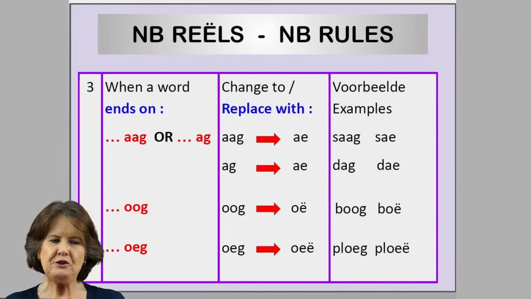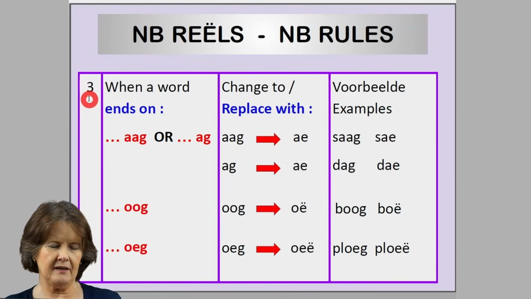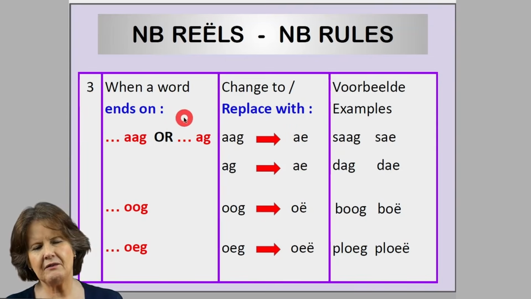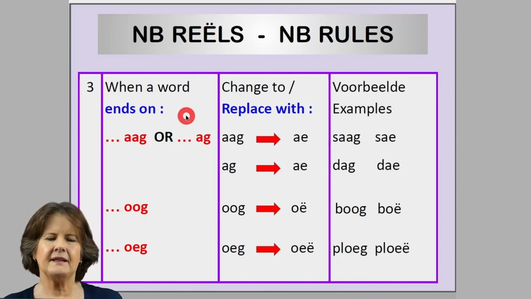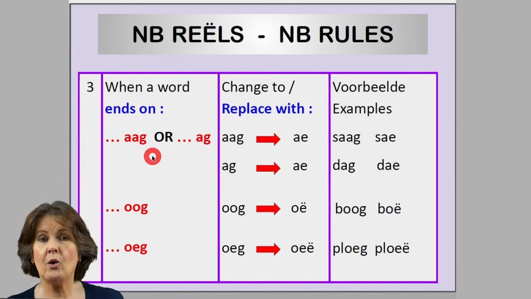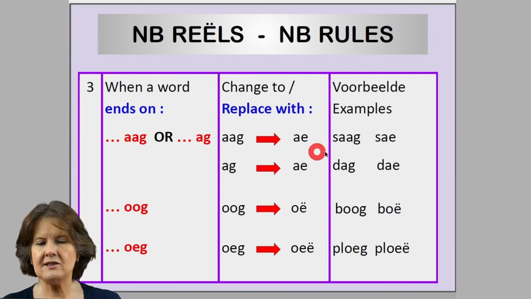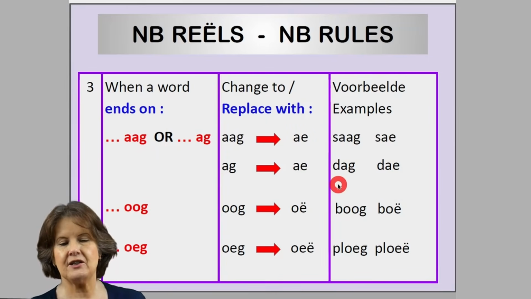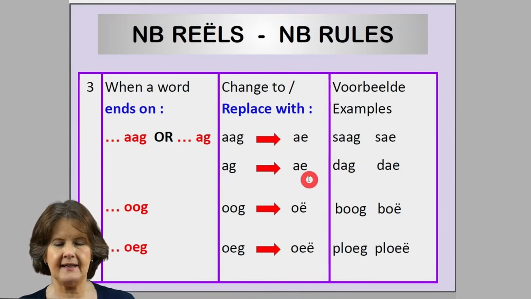Okay, now we're going to look at rule number 3. Now you find this rule very difficult, but it's actually very simple. Just listen very carefully. When a word ends on an AAG or an AG, like in saag, look there, and dag, you replace that with the AE. So how do you learn this? You say AAG or AG goes to AE.